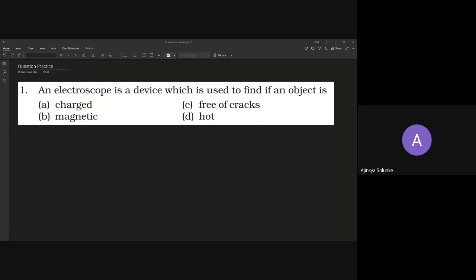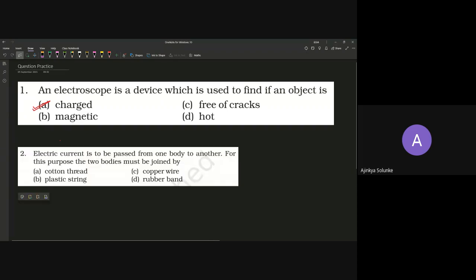An electroscope is a device which is used to find if an object is charged, free of cracks, magnetic, or hot. Very simple question. Electroscope, a device which we use to find out what exactly? If something is charged or not, right? That is what we find with the help of an electroscope. Correct.